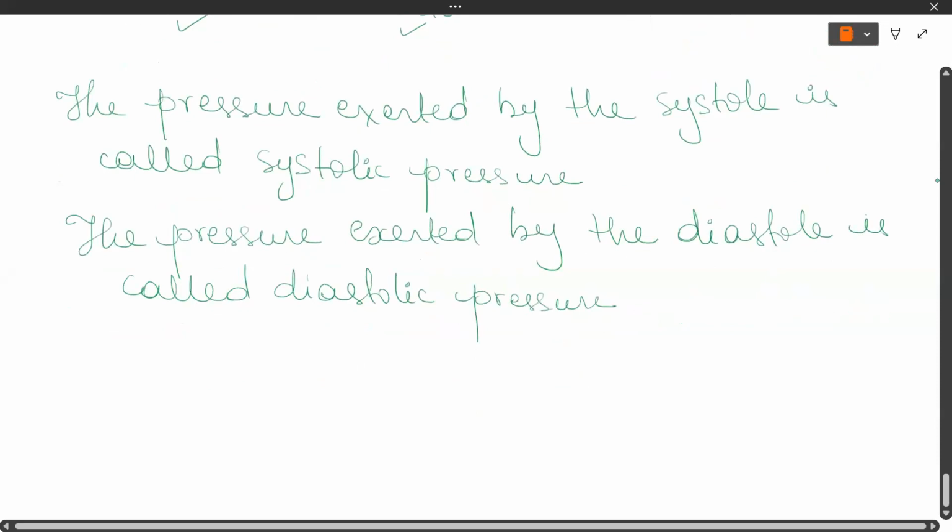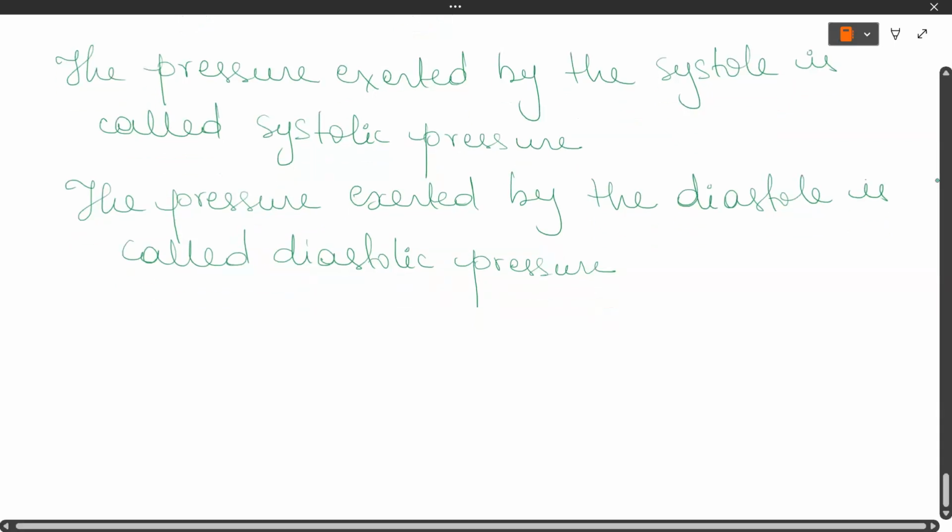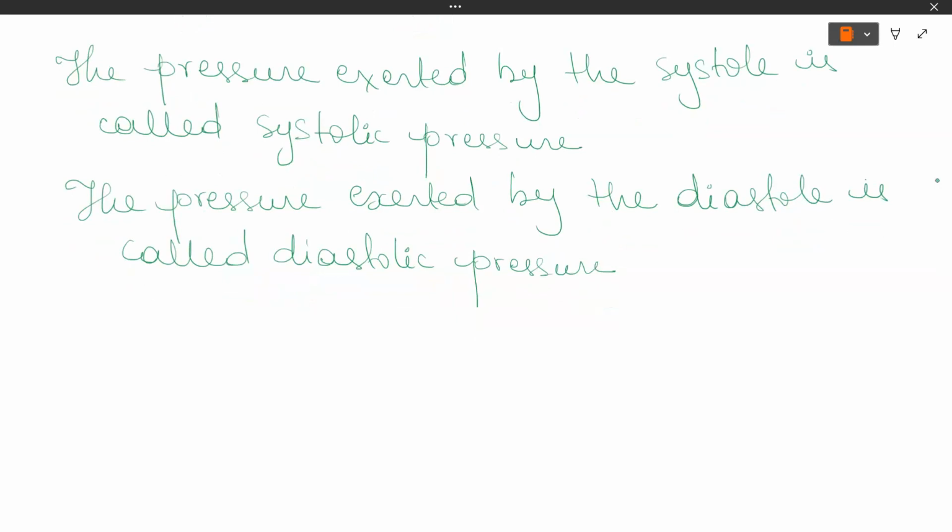Have you ever experienced this? Whenever you go to a doctor, they measure your blood pressure. They wrap it around your arm, blow it up and it tightens. That is measuring your blood pressure. That instrument is known as a sphygmomanometer. It is used to detect your blood pressure.